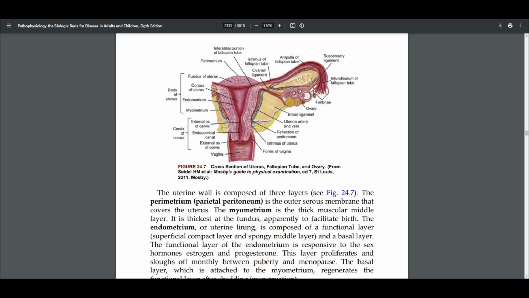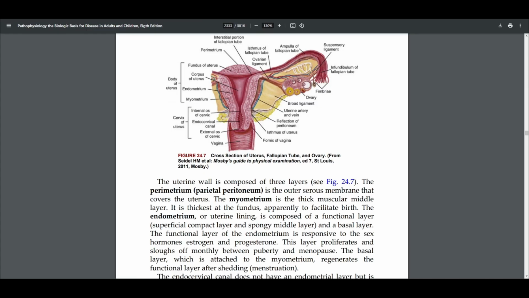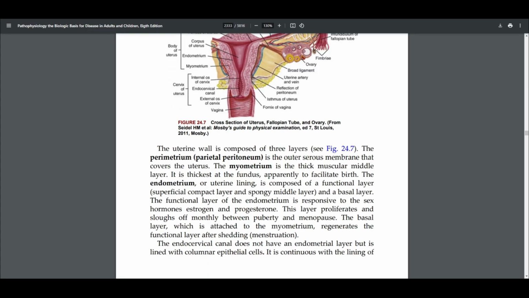The uterine wall is composed of three layers. The perimetrium is the outer serous membrane that covers the uterus. The myometrium is the thick, muscular middle layer. It is thickest at the fundus, apparently to facilitate birth. The endometrium, or uterine lining, is composed of a functional layer and a basal layer. The functional layer of the endometrium is responsive to the sex hormones estrogen and progesterone. This layer proliferates and sloughs off monthly between puberty and menopause.